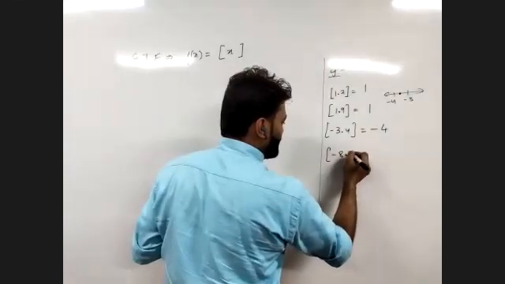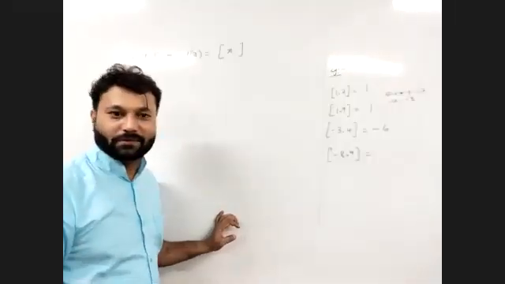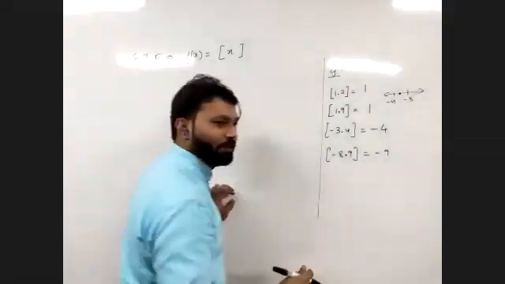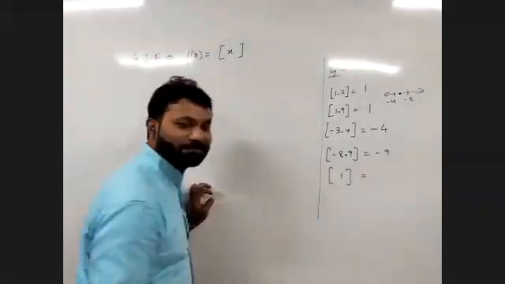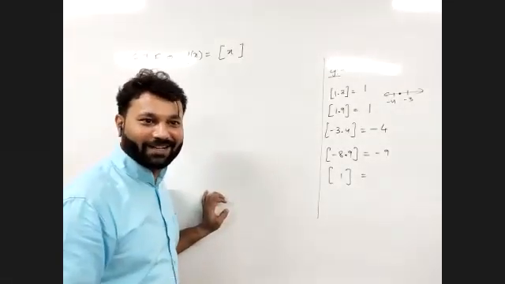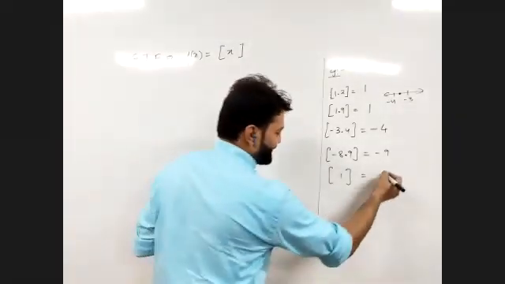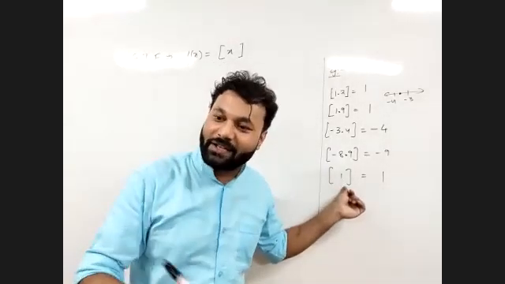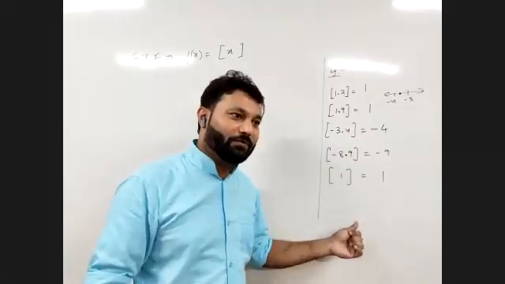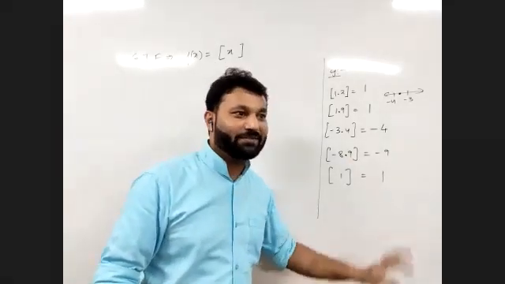Minus 8.9. I hope it is clear to everyone now, no one is going to make a mistake. Look, 1. Answer will be 1 because this value is itself an integer. So the nearest integer to 1 will be 1. So the resultant will be 1.